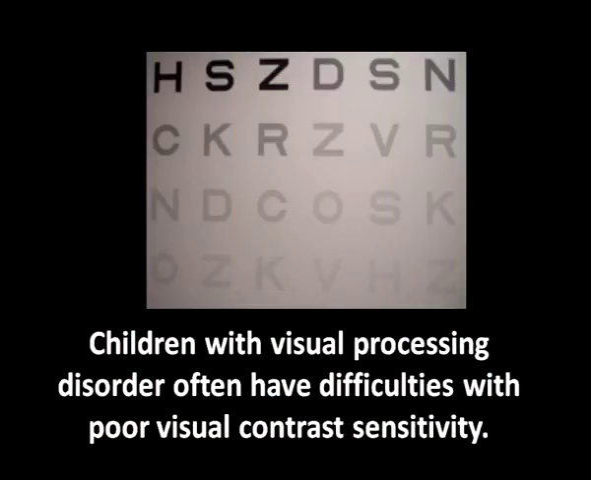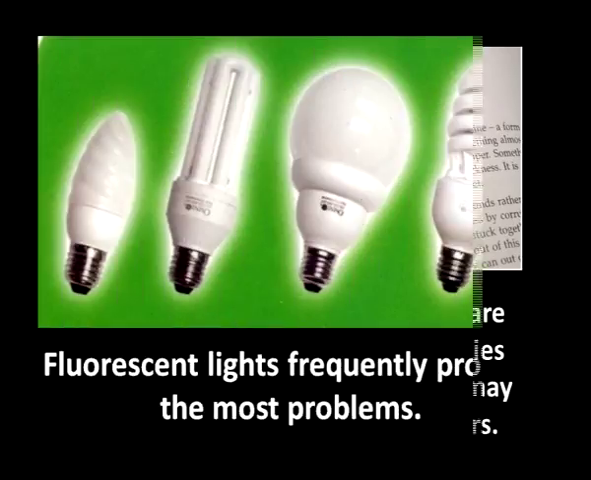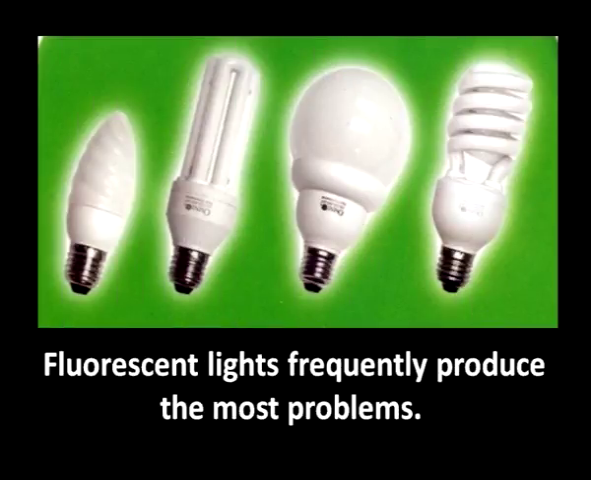Contrast sensitivity problem. Children with visual processing disorder often have difficulties with poor visual contrast sensitivity. These children may experience glare from the paper, eye strain, and difficulties making out the letters. Symptoms may be worse in some lights than others. Fluorescent lights frequently produce the most problems.